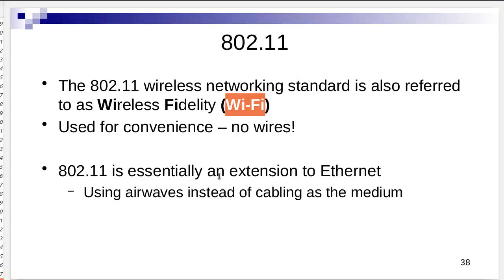802.11 is essentially just an extension to Ethernet, and it uses airwaves instead of cabling as the media. And so to have the same level of privacy using airwaves, you have to use something, and that something that makes it so that everything is private is encryption. You use encryption to provide the same level of privacy as cables. That's the idea.